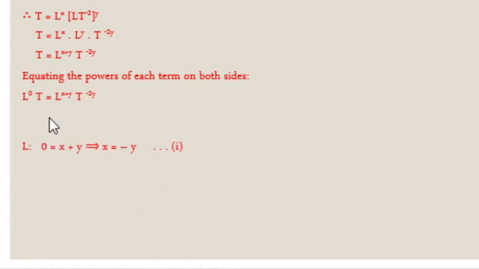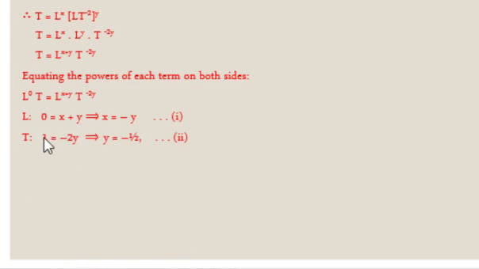So the power of l on the left hand side is 0, the power of l on the right hand side is x plus y, and that implies that x equals minus y. Then for t, the power of t on the left hand side is 1, and the power of t on the right hand side is minus 2y. If you divide both sides by 2, you have y equals minus half. So we have gotten y, and if you recall from equation 1, x equals minus y, and minus y is half. It therefore means that x equals half. So x equals half, y equals minus half.